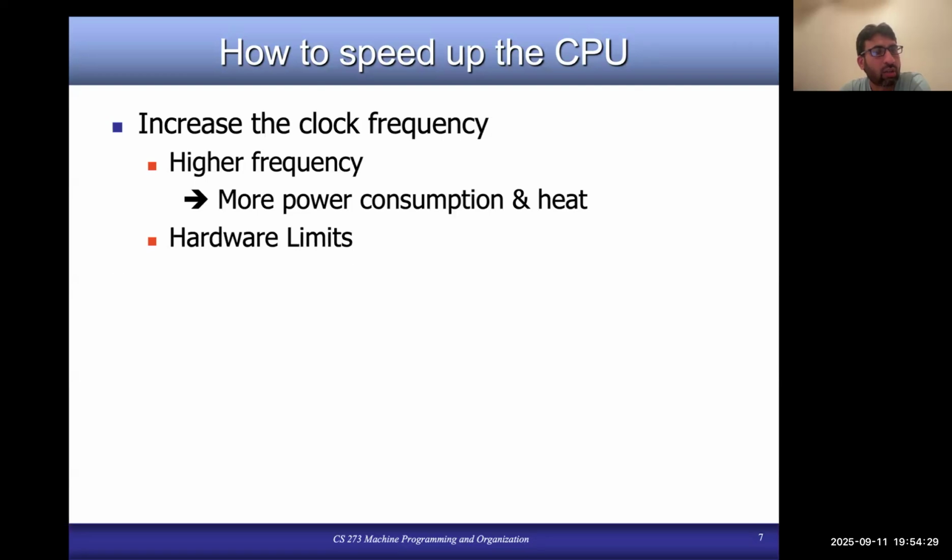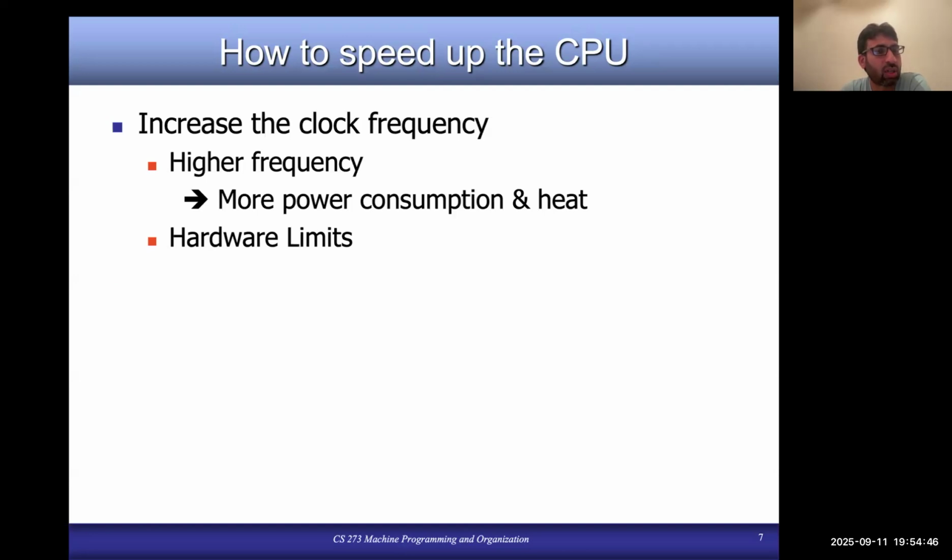The other thing is that you cannot increase the frequency to infinity, because then you end up hitting hardware limits, which basically means the physical limits of the transistors, because all your devices are made up of transistors.